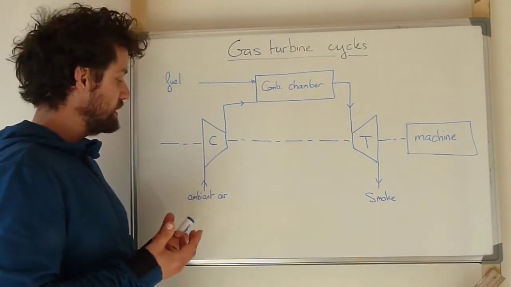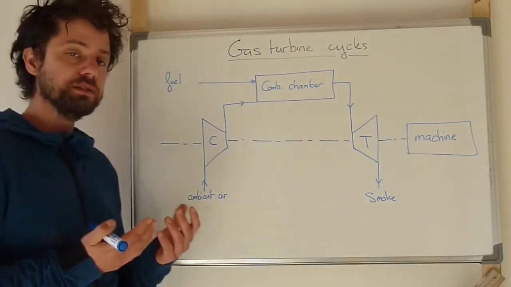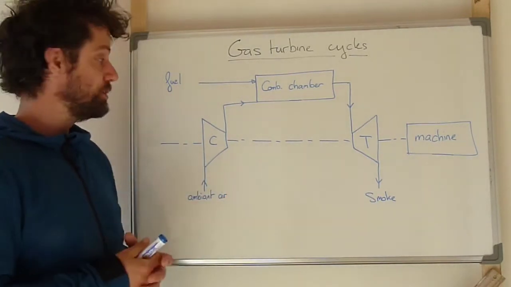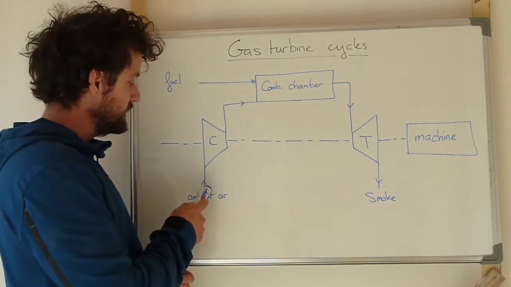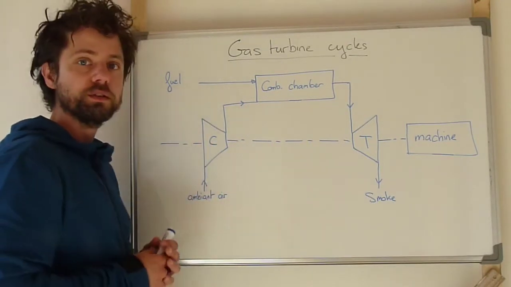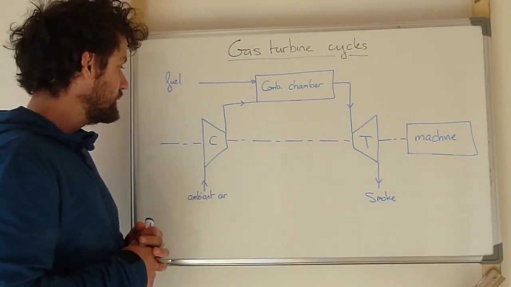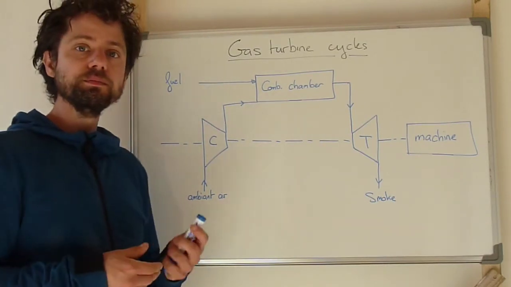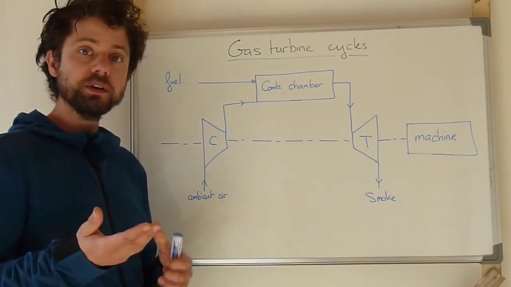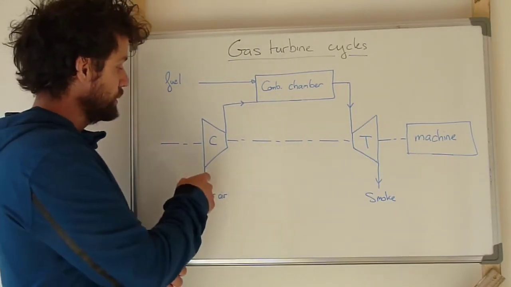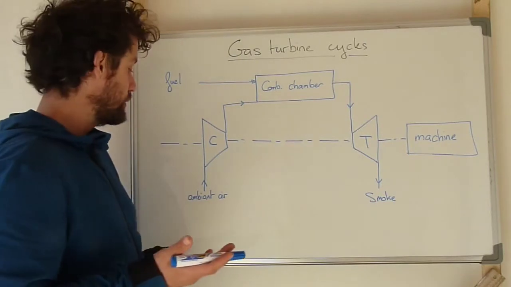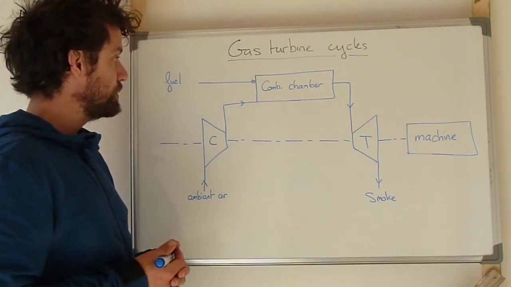The ambient air is at ambient conditions, so atmospheric pressure and atmospheric temperature, and this ambient air will be compressed in a compressor. This is an adiabatic compression, so it tends to increase temperature and pressure. So the outlet of the compressor is at high pressure and also at a higher temperature.